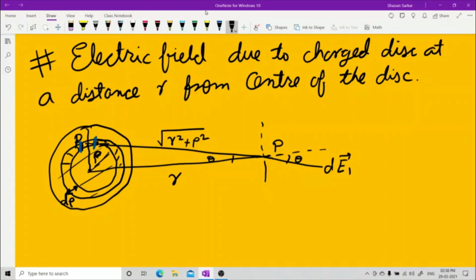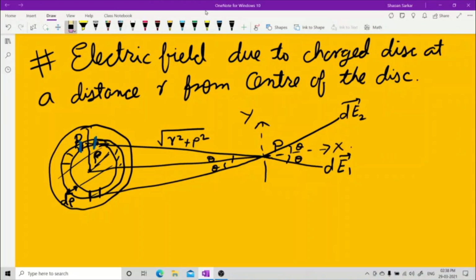Similarly, if you take a little portion of this much part, you will again have a similar portion in this format. This is called dE2. Magnitude-wise, they are both the same. This is also theta. This is your y-axis and this is your x-axis. The distance r is this, and this much portion is r square plus rho square.